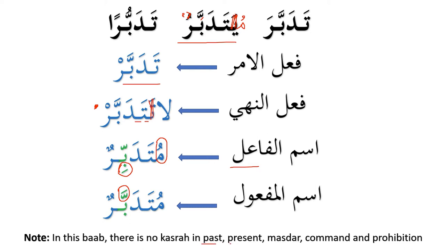Past does not have kasra, present does not have kasra. Masdar, as we can see here, tadabburan does not have kasra. Command and fi'l nahi or prohibition, they do not have kasra. So there is only one kasra so far. Where is kasra? Can you figure out? Ismul fa'il. Ismul fa'il, ahsanti. Yes, in ismul fa'il there is kasra. But normally this form does not have kasra.